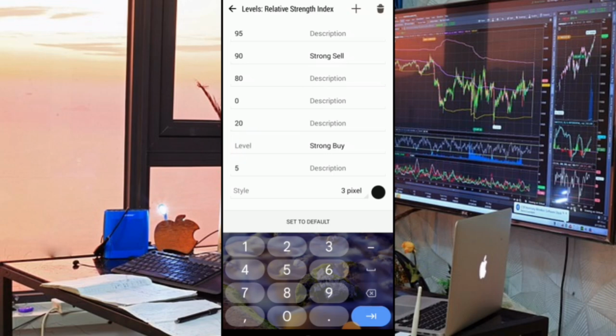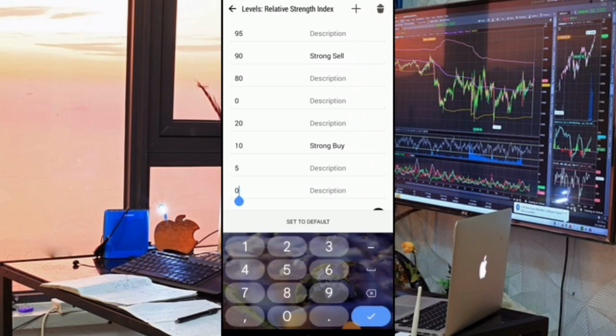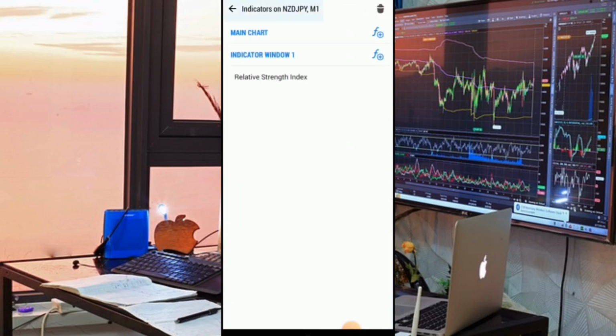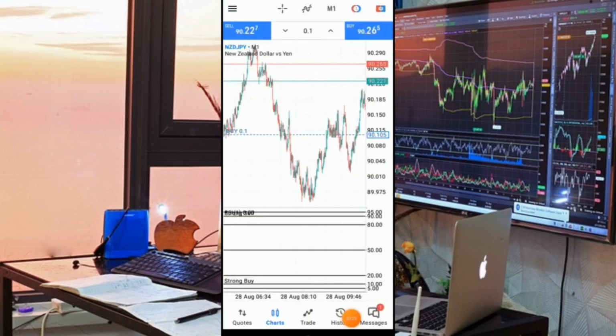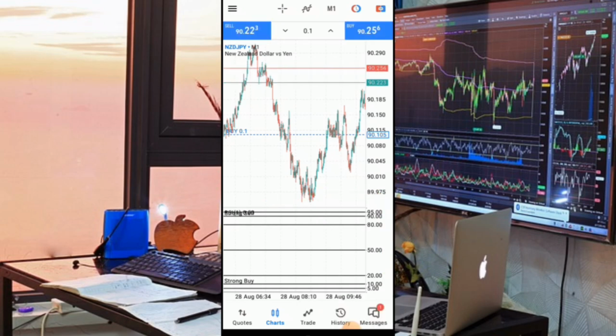Let's put this one as 10. This one should be 10. Then we've got 5 over there. I would love us to add one more. In order for you to add, you just go to that plus sign over there. When you click that plus sign, you are going to get a 0. So I want us to add 50. Then you're just going to go back and click save. Don't forget to click save, because if you don't, nothing will show on the screen. So now, as you can see from my chart, I already have this one. That is our RSI.